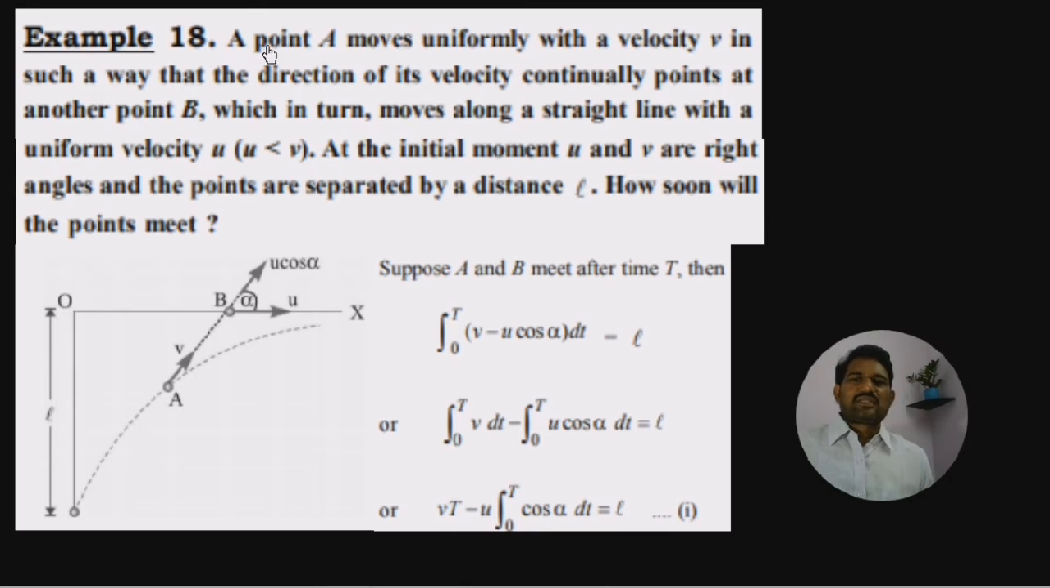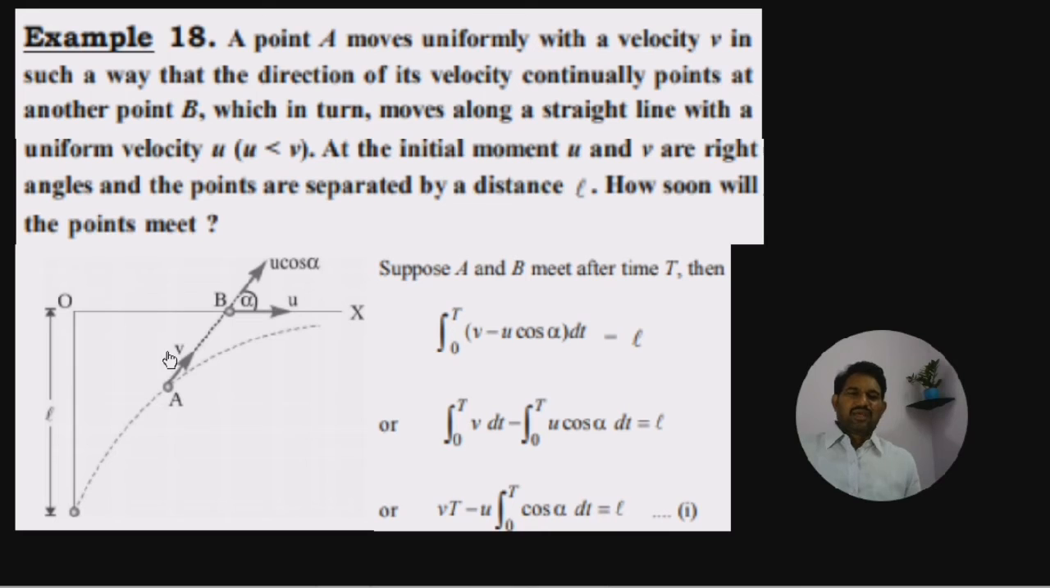Say a particle, a point A, moves uniformly with a velocity v in such a way that the direction of velocity continually points at another point B, which in turn moves along a straight line with a uniform velocity u less than v. At the initial moment, u and v are at right angles and the points are separated by a distance L. How soon will the points meet?